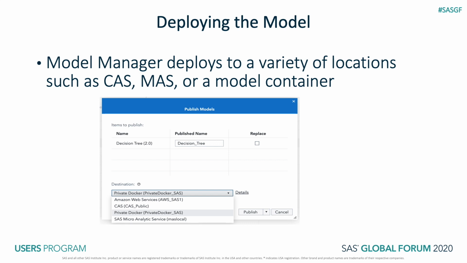Once the best model has been selected and validated, you will want to deploy it to a production system. The publishing component allows for deploying multiple models at one time. As mentioned, models are deployable to a variety of locations. For open source models, model containers are popular and can be deployed to AWS, Azure, or a private Docker registry. Containerized deployment is a good way to get your models into your analytics pipeline.